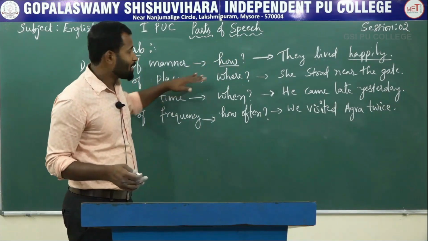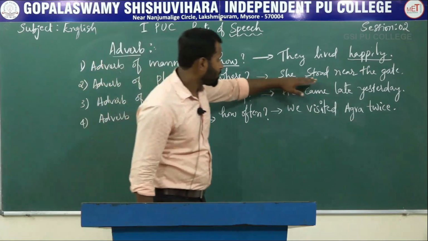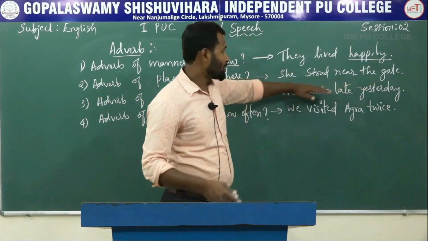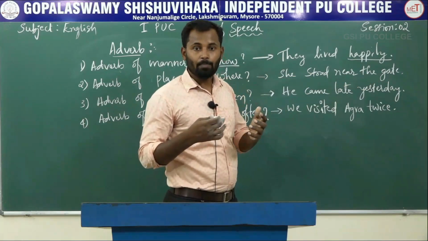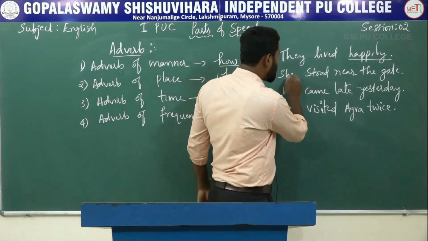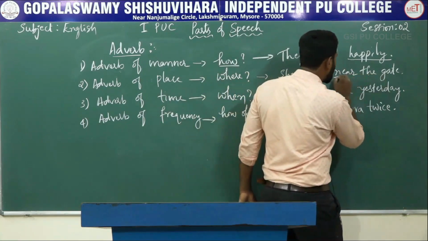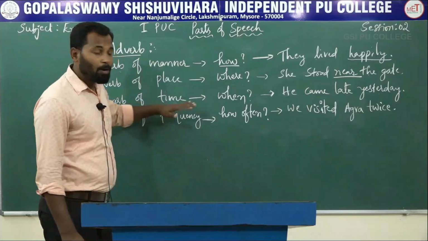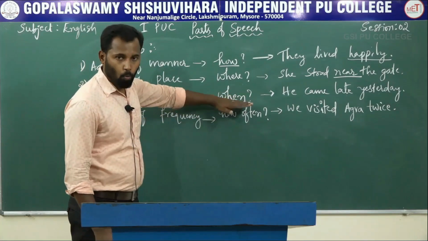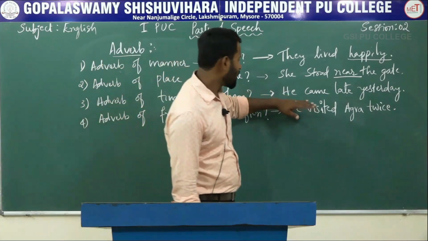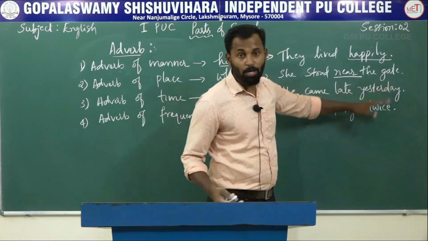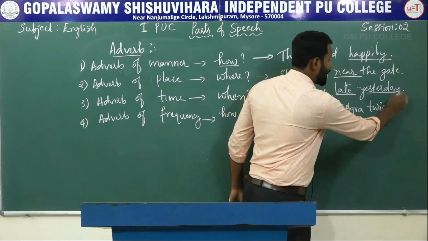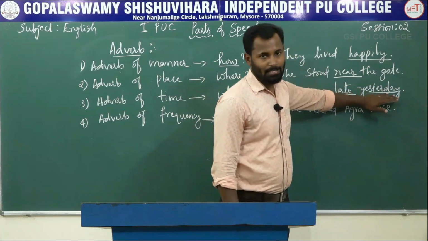Adverb of place answers the question where. You have an example for this. She stood near the gate. Now you can ask, where did she stand? So the answer is she stood near the gate. So the adverb is near. Adverb of time answers the question when. You have an example for this. He came late yesterday. When did he come? He came late yesterday. So the adverb is yesterday.